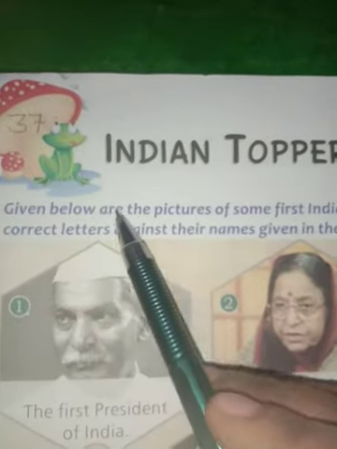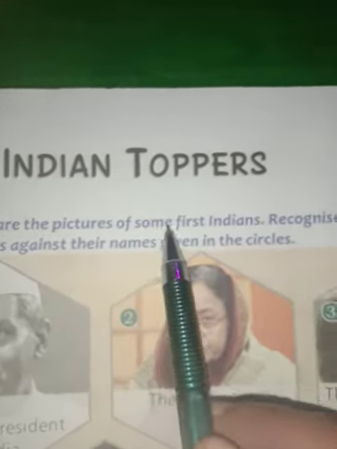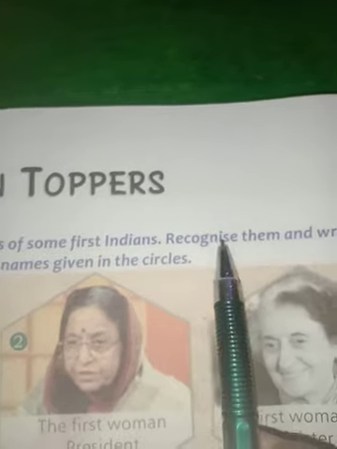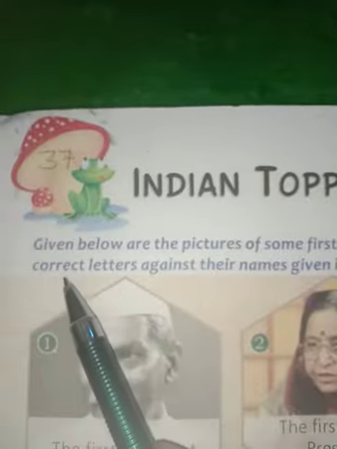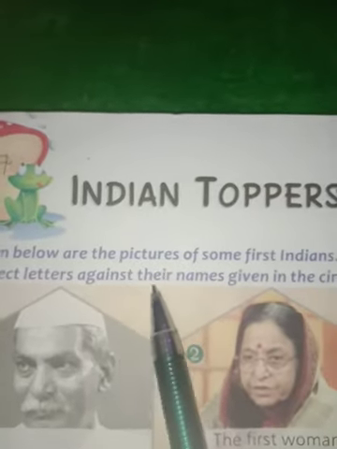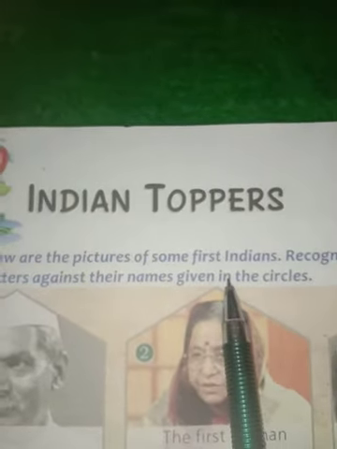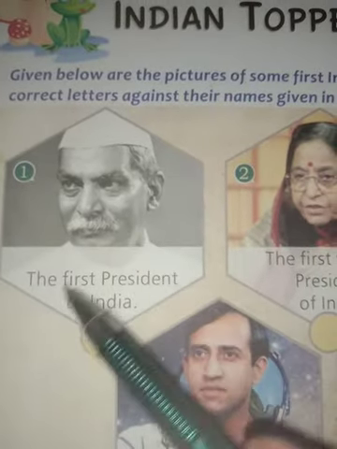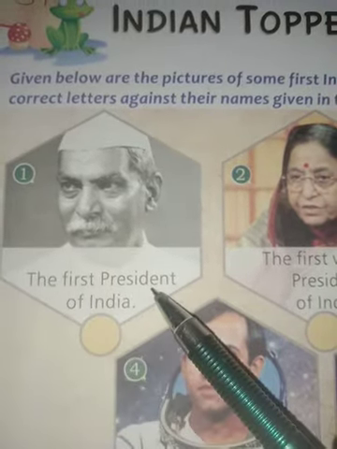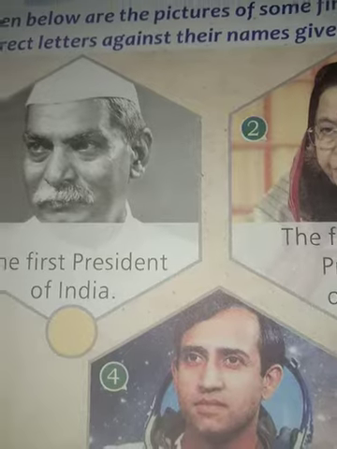Student, lesson 37, Indian toppers. Given below are the pictures of some first Indians. Recognize them and write the correct letters against their names given in the circles. First, the first president of India.